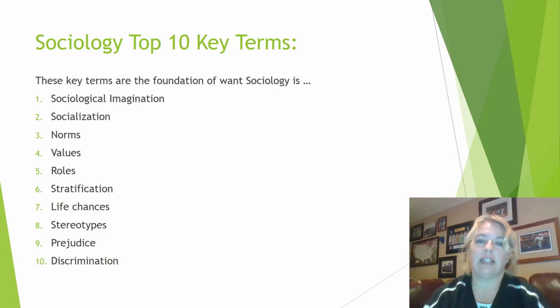So these top 10 key terms help you understand what sociology is all about. Sociological imagination, socialization, norms, values, roles, social stratification, life chances, stereotypes, prejudice, and discrimination. Keep these in mind, and you'll be in the mind of a budding sociologist.